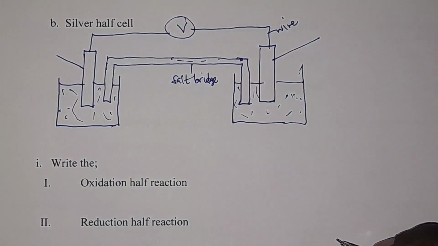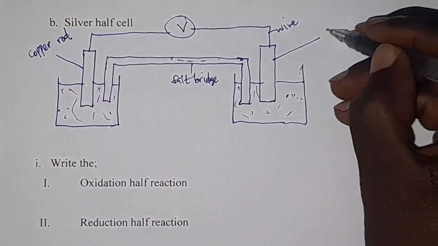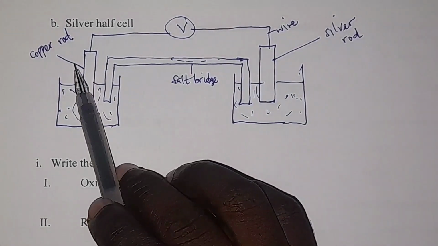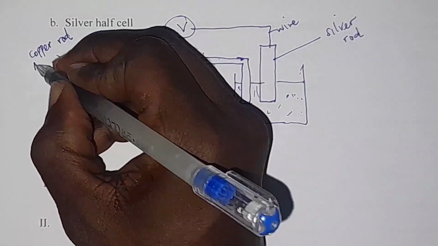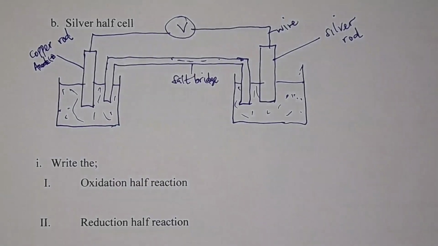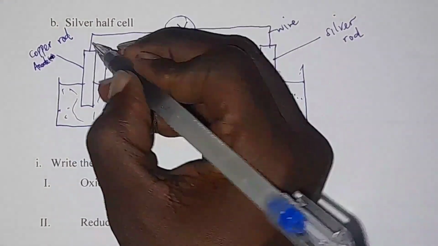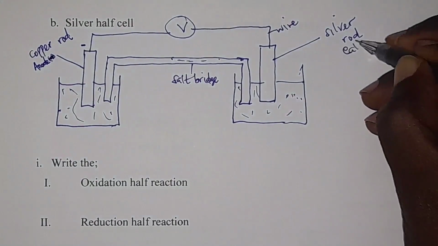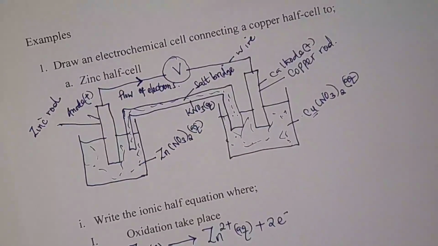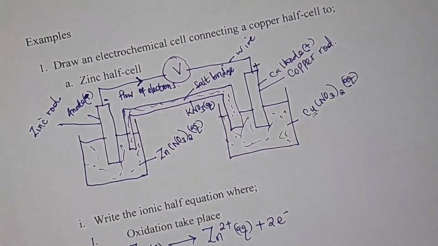So between silver and copper, which is more reactive? Copper is more reactive. So we are going to put copper on the left hand side, the copper rod or copper electrode. Then we are going to put the silver rod or silver electrode on this other side. Remember, this is the anode and this is the cathode. So the copper rod is the anode. Anode is the one that's negative. Then here we are going to put the cathode as our silver rod. Remember, cathode is the one that's positive. In our previous one, we were supposed to put the anode to be negative, then the cathode to be positive. Already we have written positive there.